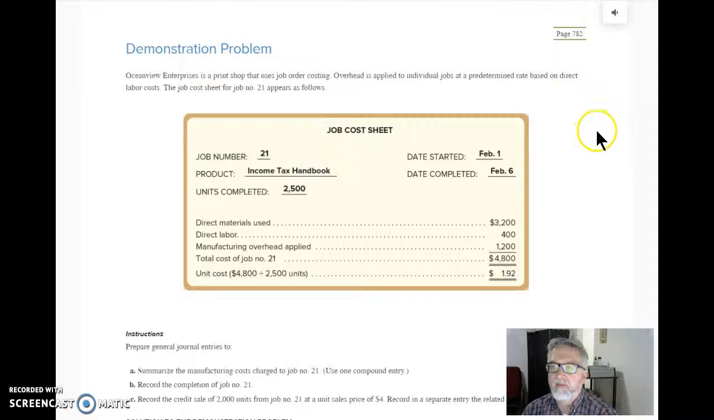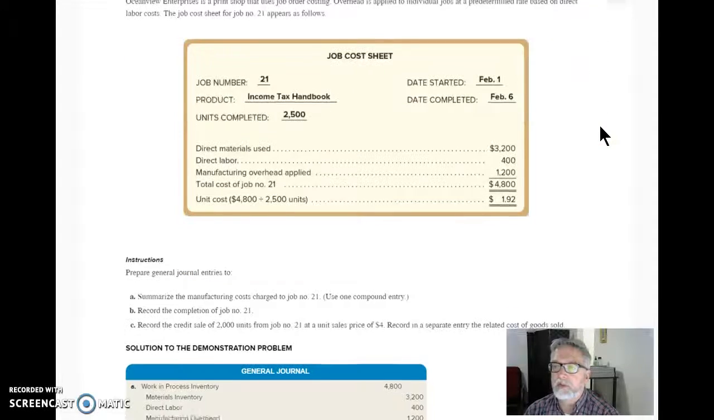782 of the book. And if you just walk through this, you'll see that the problem lays out very, very similarly to what was going on here. We've got some direct materials used, direct labor, and the overhead applied, the total cost of this job, and then a unit cost. There were units here and there.